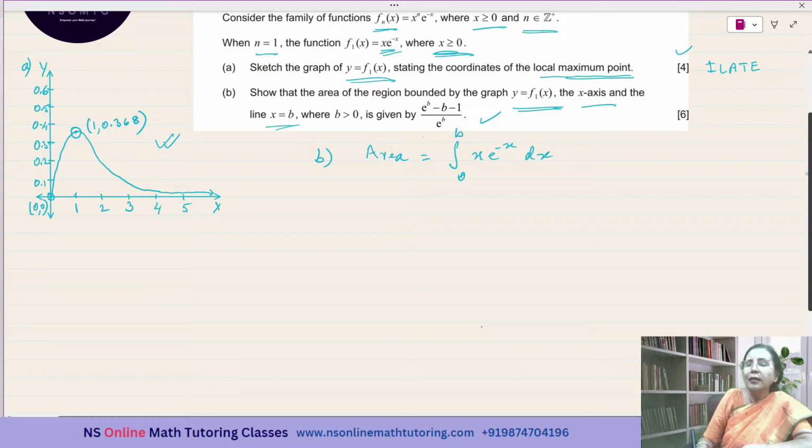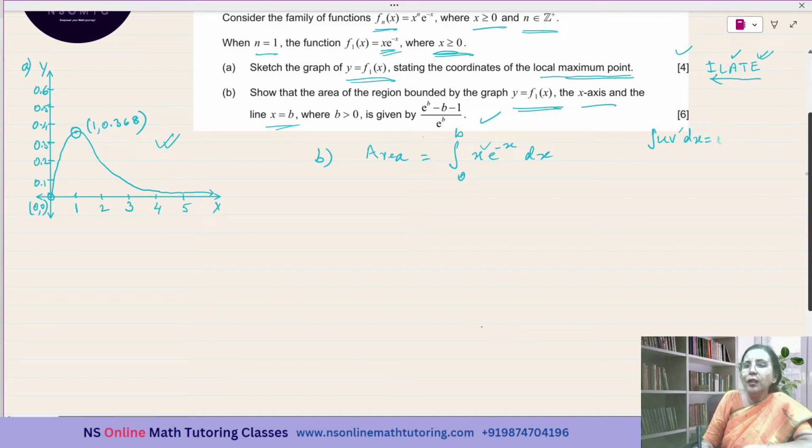And the priority increases from e to I. So x is the algebraic function. It is enjoying a higher priority than e to the power of negative x, which is an exponential function. Okay, so therefore we will be writing, and I think you remember, but in any case I am writing the formula for the integration by parts. It is in the formula booklet.